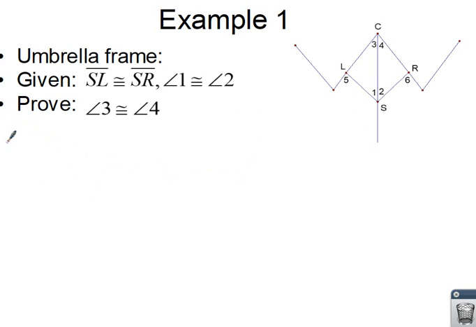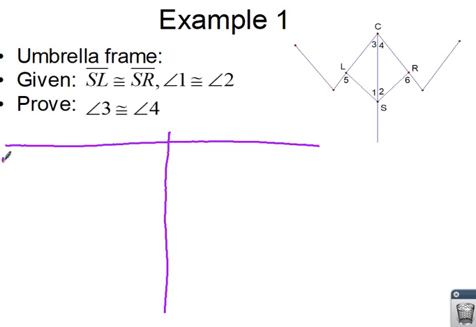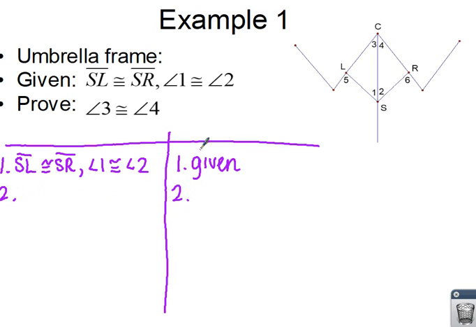Okay, let's try another one. This just happens to be an umbrella frame. It's in your book if you want to see what it's actually talking about. So start with your givens. SL is congruent to SR, and angle 1 is congruent to angle 2. Alright, and we're going to mark those on the picture. So SL is right here, congruent to SR. Angle 1 is congruent to angle 2. We want to prove, and I'll just highlight those, angle 3 is congruent to angle 4. Sometimes that helps to put color in your picture.